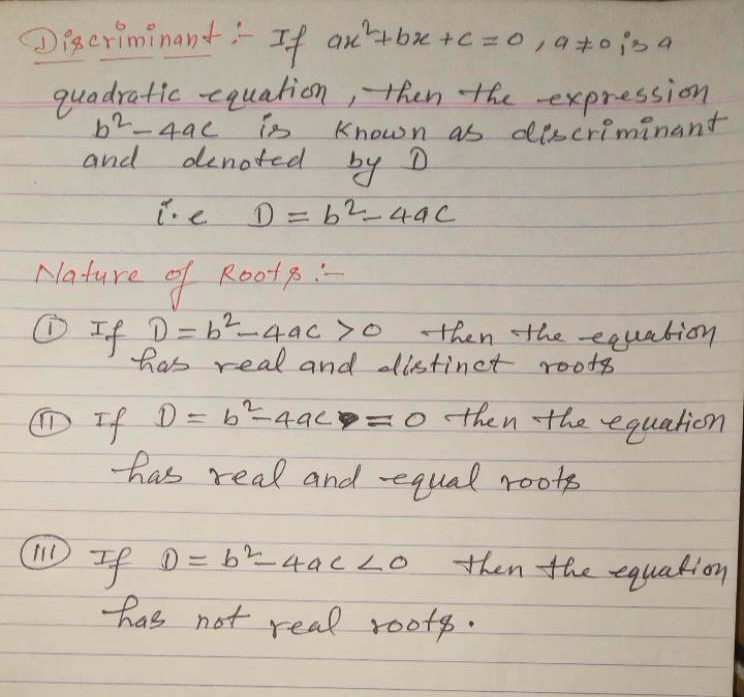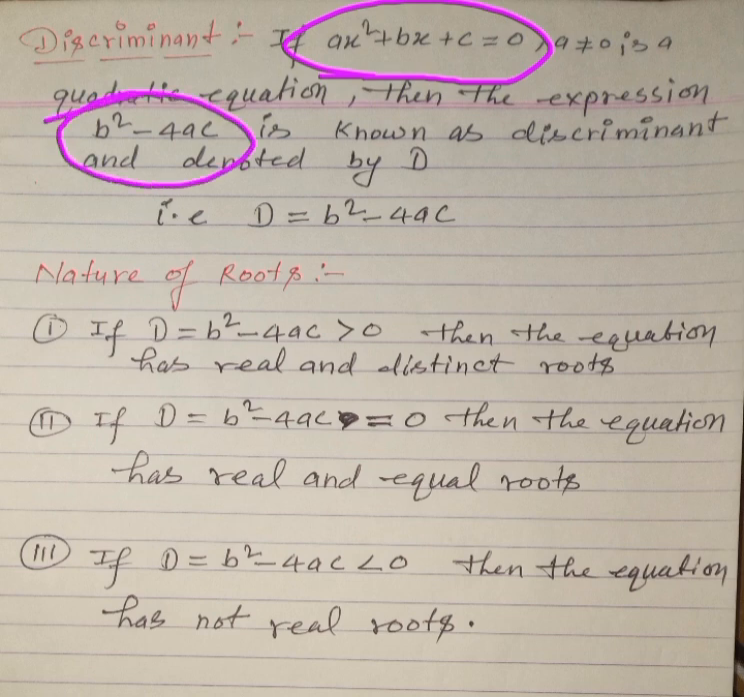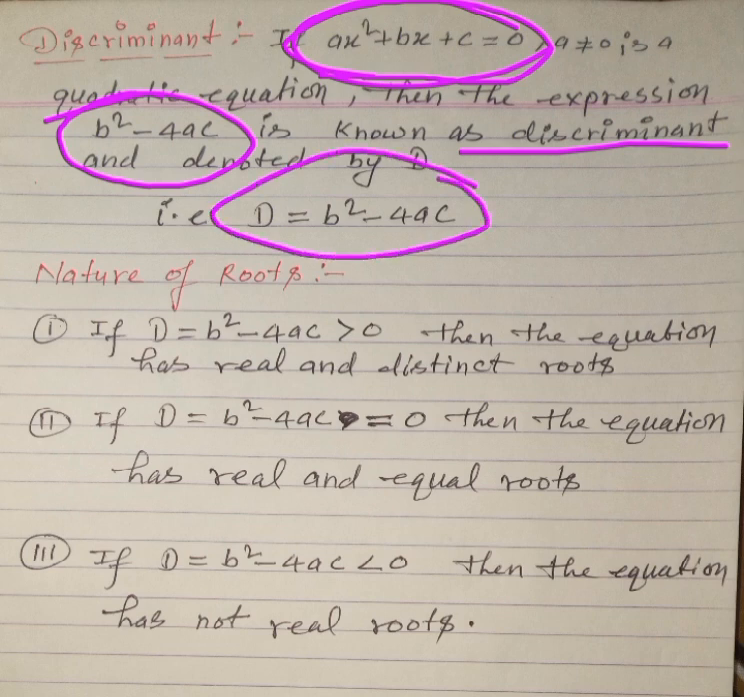Students, the discriminant: if the quadratic equation ax² + bx + c = 0, then the value b² - 4ac is known as the discriminant of the quadratic equation and is denoted by D = b² - 4ac. Okay students, by seeing the discriminant we can determine the nature of the roots of the quadratic equation.